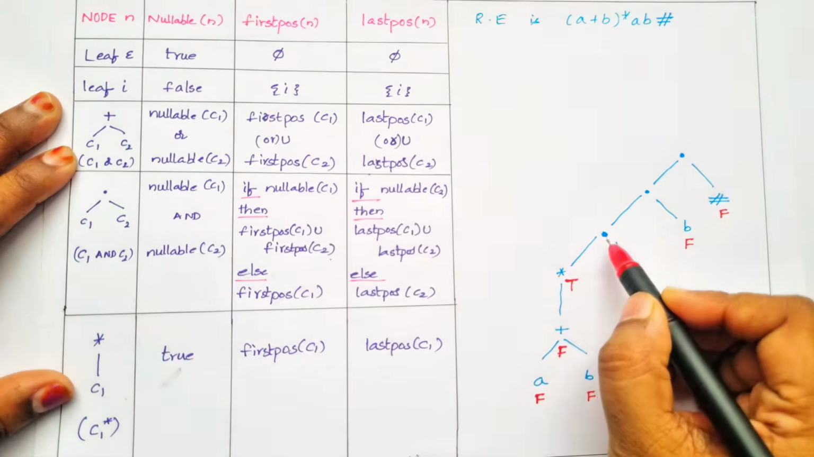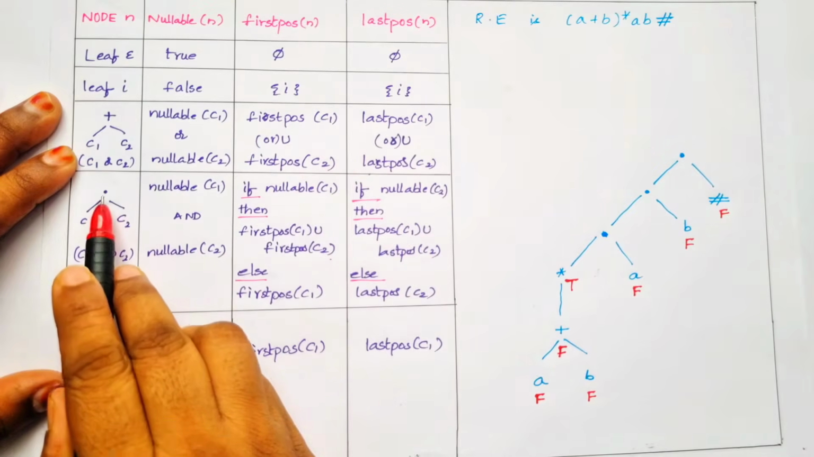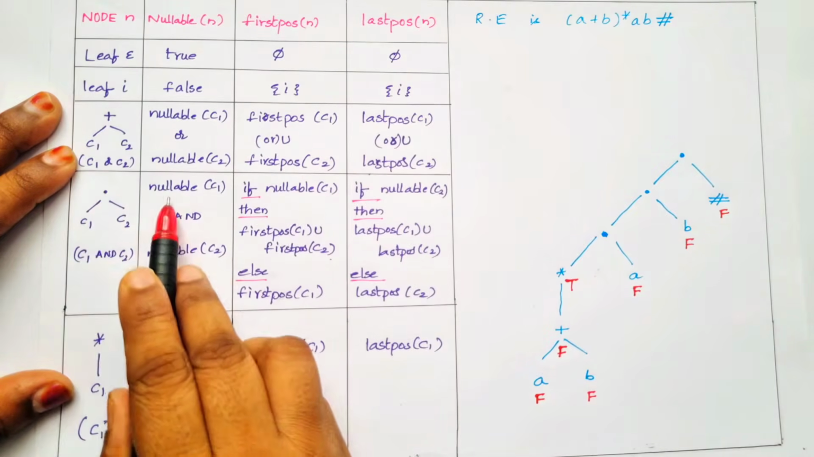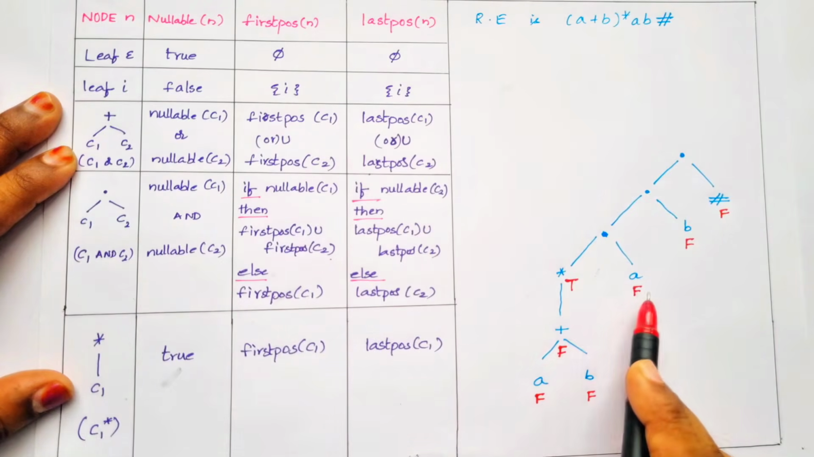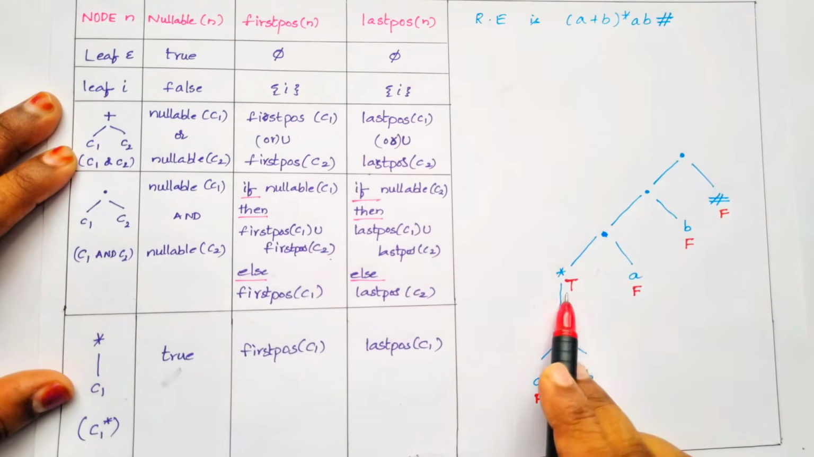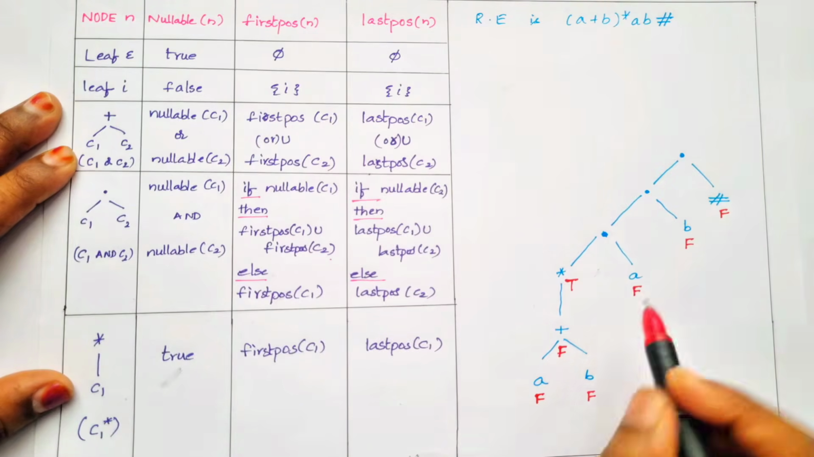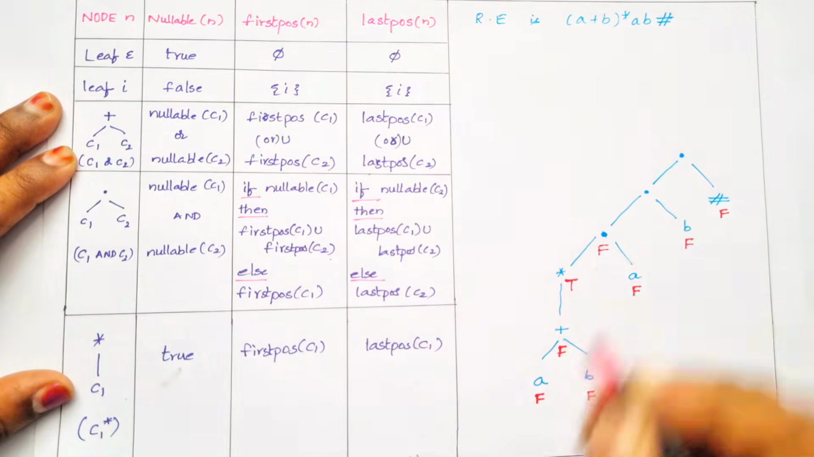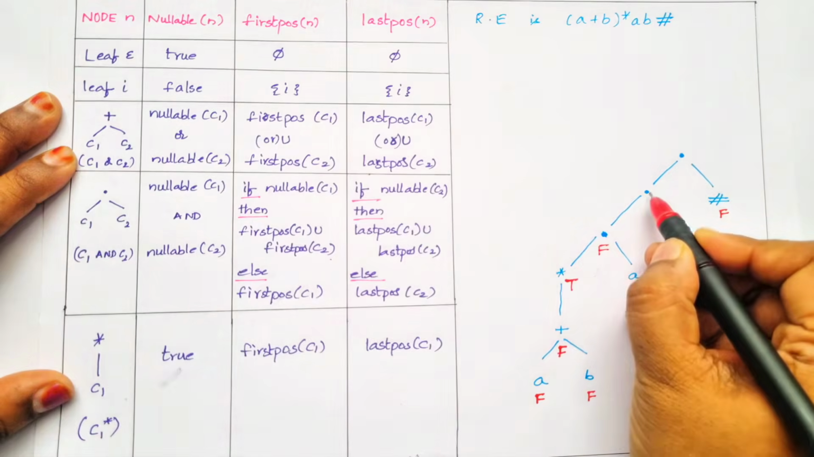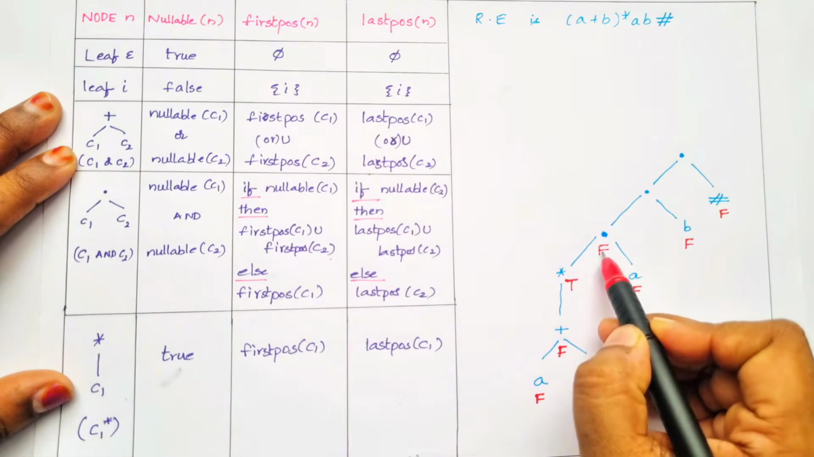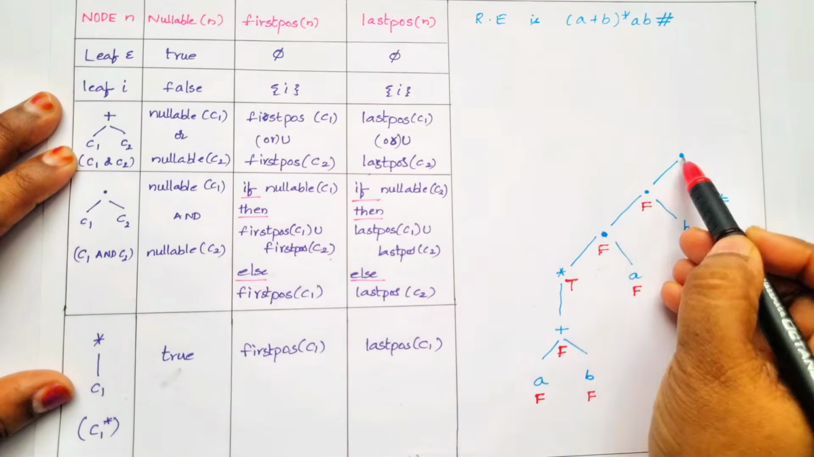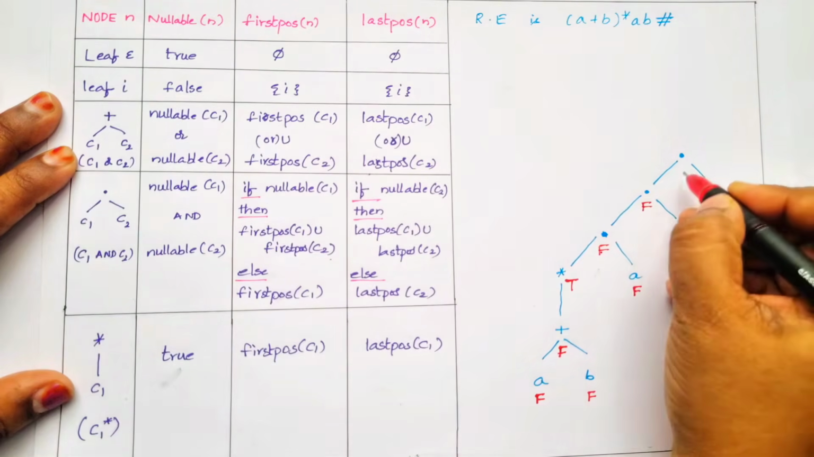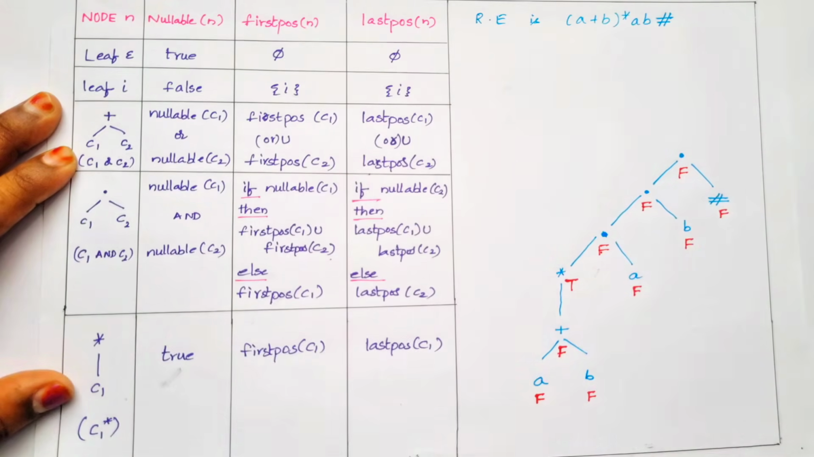Next, nullable of this dot. If you want to consider nullable of dot, you have to take nullable of C1 and nullable of C2. Here C1 is true, C2 is false. True and false, you are going to get false. Next, for this dot, it is false and false. Again, false. For this dot, false and false. This is how to find out nullable of each node.